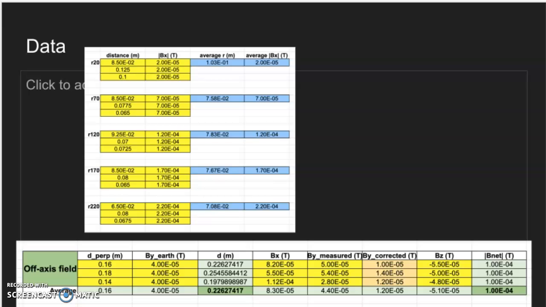On to the data. The top data is the raw data of the distances of the magnetic field in the X direction. This was then used to average up and create our graph, which is seen on the next slide. Underneath it is the data for the off-axis field, measuring the magnetic field on all three axes from the phone, then found the corrected Y field, taking away the effect of the Earth's magnetic field on the Y component of the magnetic field. The bottom row of cells in this spreadsheet is the averages of those off-axis field numbers.